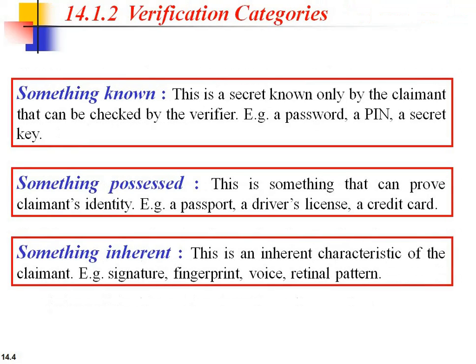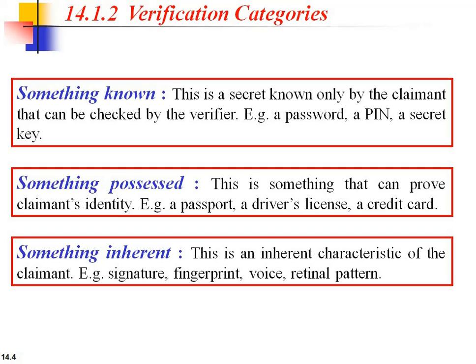There are three types of verification categories through which the claimant must identify herself to the verifier. These are something known, something possessed, and something inherent. Something known is a secret that is known only by the claimant and that can be checked by the verifier. For example, it could be a password, a PIN, a secret key, or a private key.